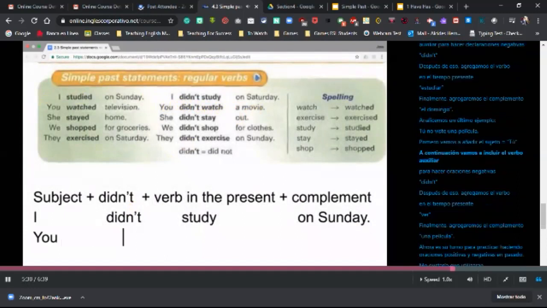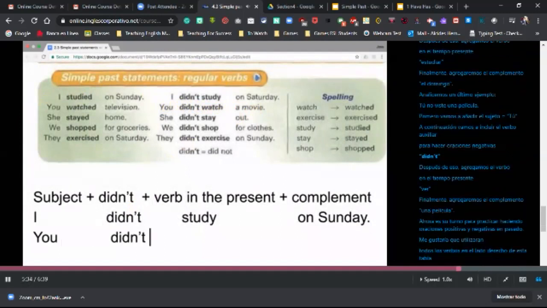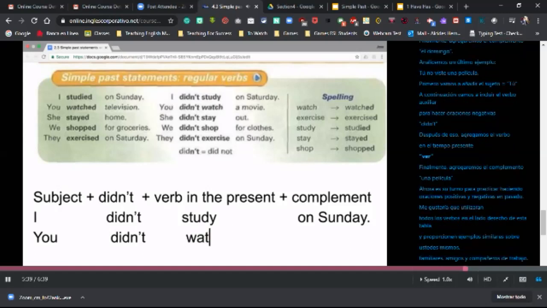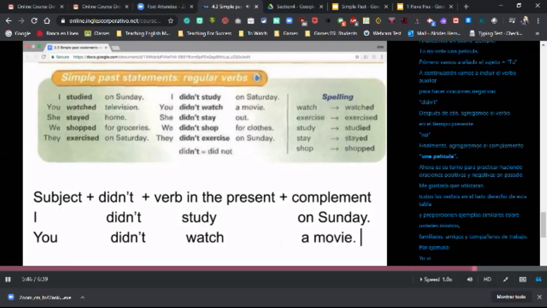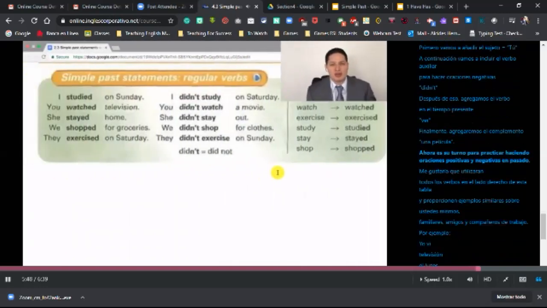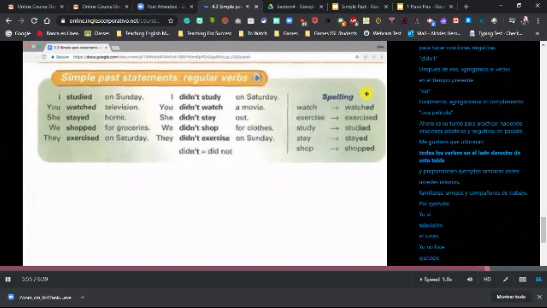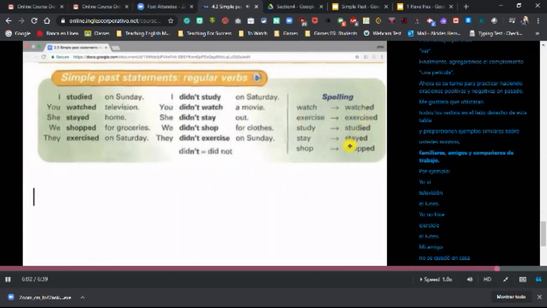Next, we will include the auxiliary verb to make negative statements, didn't. After that, we add the verb in the present tense, watch. Finally, we will add the complement, a movie. Now it's your turn to practice making positive and negative statements in the past tense. I would like for you to use all the verbs on the right-hand side of the chart and provide similar examples about yourself, family, friends, and coworkers.